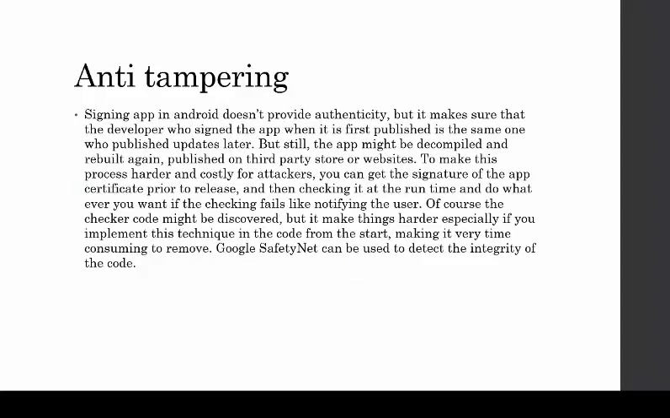Anti-tampering. Now we are on the right side of the framework or the model. Signing an app in Android doesn't provide authenticity, but it makes sure that the developer who signed the app when it is first published is the same one who published updates later. But still, the app might be decompiled, built again, and published on third-party stores or websites. To make this process harder and costlier for attackers, you can get the signature of the app certificate prior to release, and then check it at runtime and do whatever you want if the check fails, like notifying the user, for example.